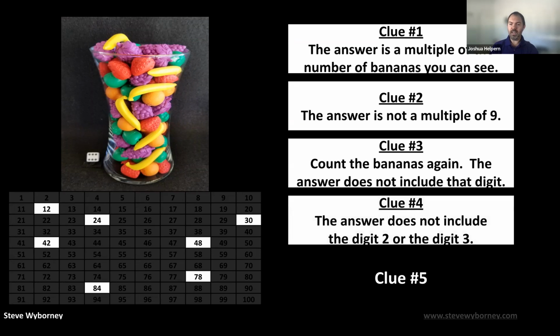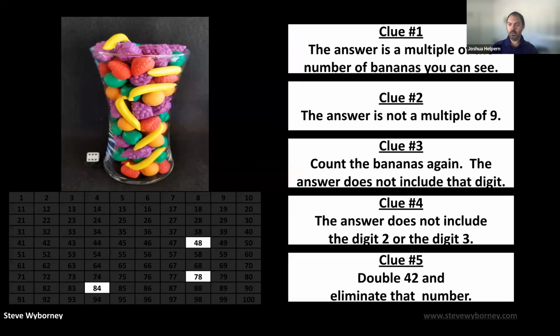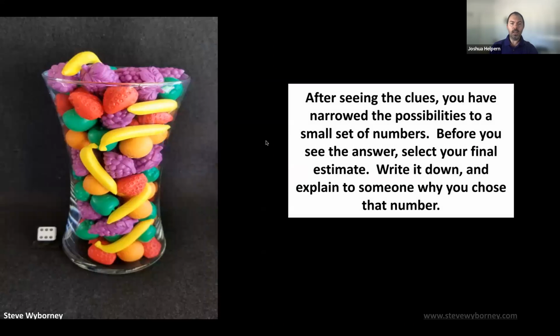Clue number 4, the answer does not have a 2 or 3 digit. Okay, so you could have a discussion about digits, place value, things like that. So I'm eliminating 12, 24, 42, 30. Those are all gone. I got 3 left. Okay. And my last clue is double the number 42 and eliminate that number. So again, more academic language. What does it mean to double something and bring that in? So doubling 42, I have to eliminate 84. And the thing is, I'm gonna go back.